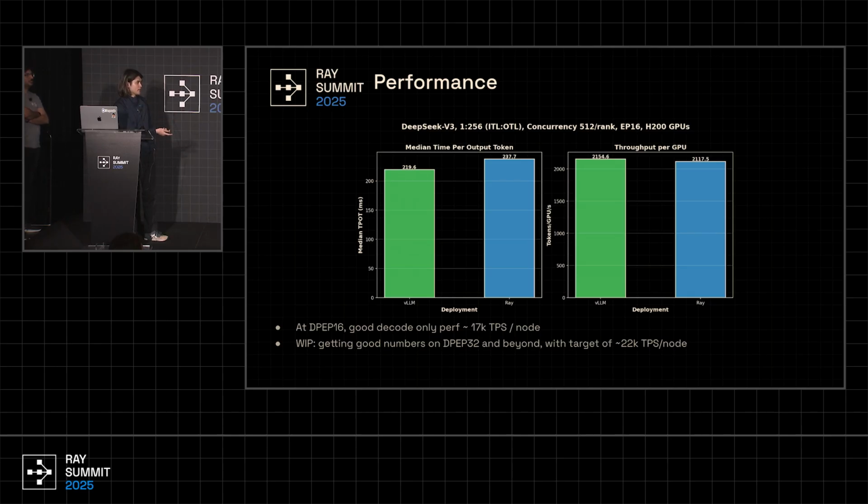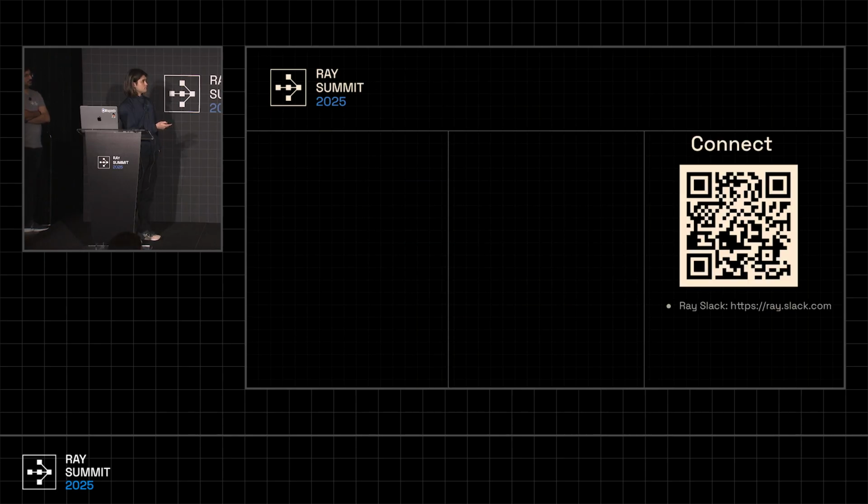On the right-hand side is tokens per second per GPU, with vLLM in green hitting around 2,100 tokens per second per GPU, and we get very similar performance from Ray. In the work in progress, again, we're working on making sure this can keep up at DP 32 and beyond. Wanted to make sure that we can hit those same numbers. And yeah, this was taken on Anyscale, by the way. Cool.